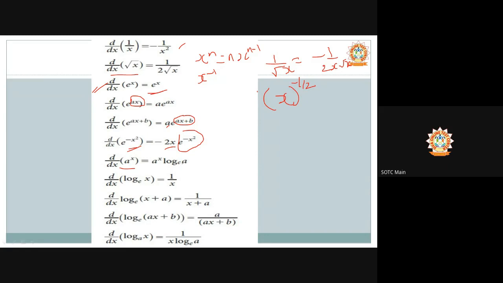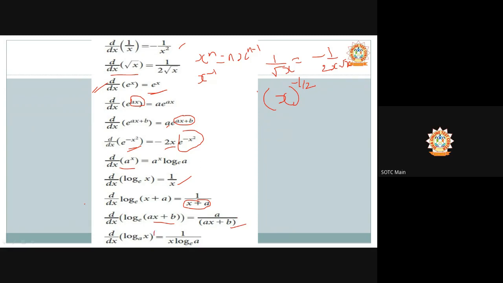Next, differentiation of a power x is a power x log a base e. No need to consider this base e for now, until they give some values like log a base 2, or log 2. Until they give it that way, don't consider it. Next, differentiation of log x is 1 by x. Next, d by dx of log of x plus a is just function of function, so it comes 1 by x plus a. Next, if you take the differentiation of x plus a, it will become 1 only, no need to add. If you see the other one, d by dx of log of ax plus b, here it is 1 by ax plus b, and take the derivative of ax plus b, which becomes a, that is multiplied in the numerator, right?